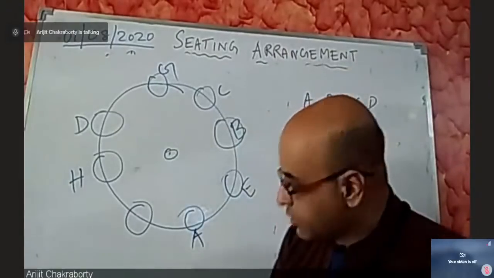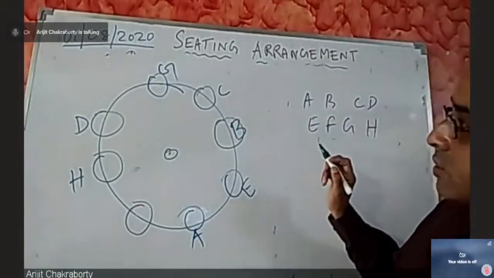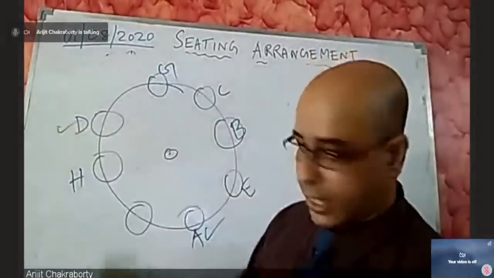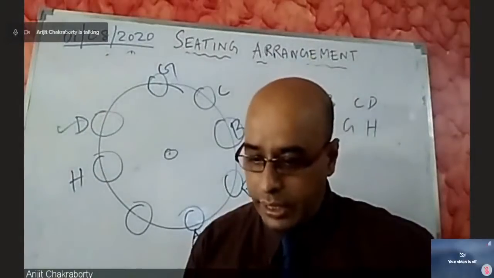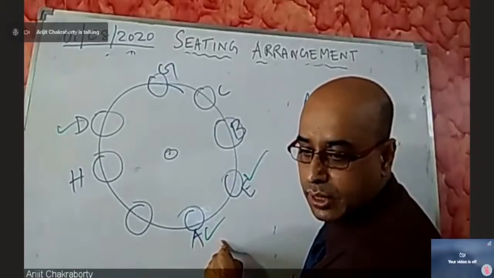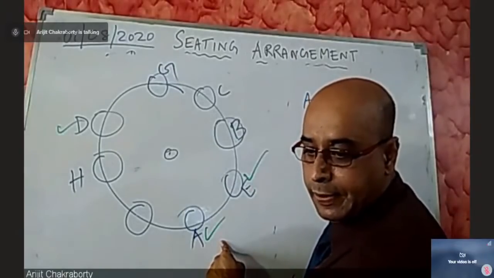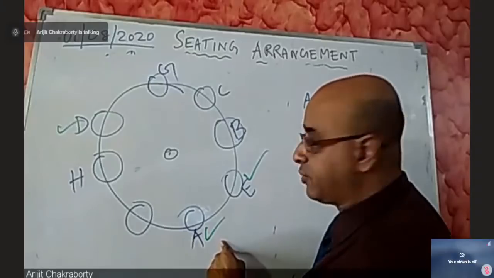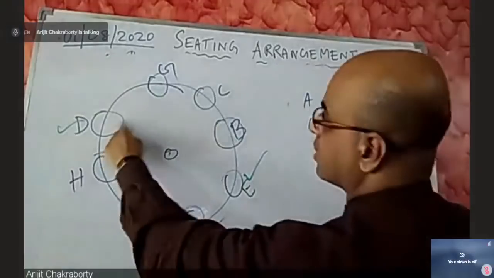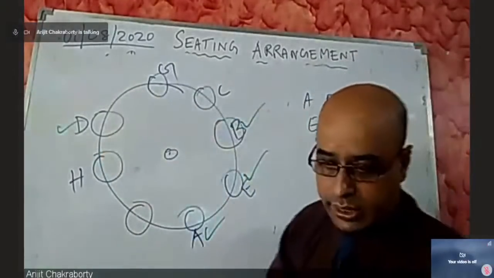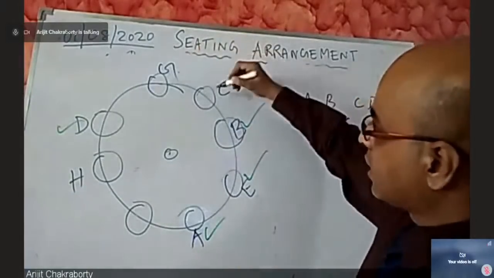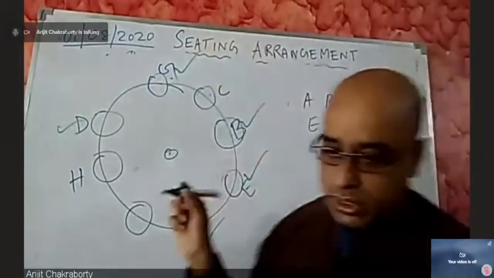So now let us see whether conditions are met. D sits third to the left of A. 1, 2, 3. So A and B we have checked. E sits to the immediate right of A. We have checked. B is third to the left of D. D is here. 1, 2, 3. So B's condition is checked. G is second to the right of B. 1 and 2. So G's condition is checked.